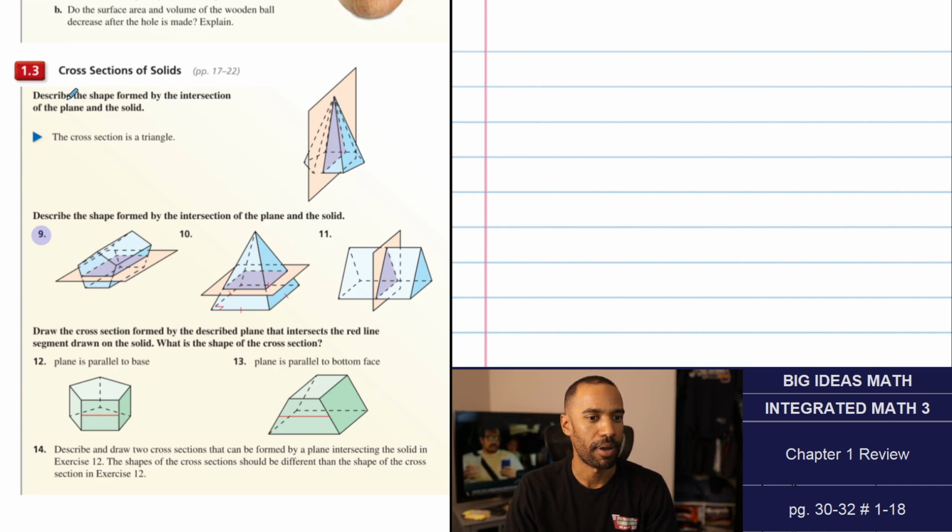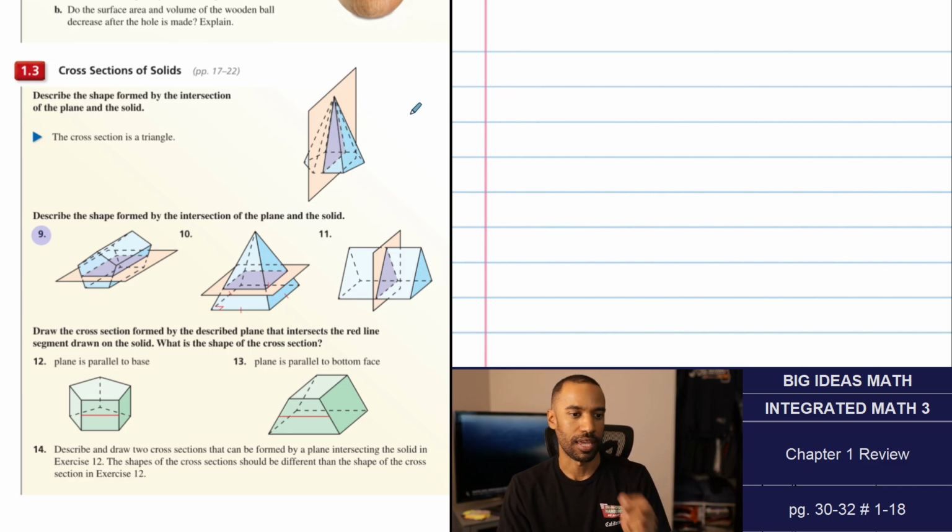So describe the shape formed by the intersection of the plane and solid. The cross-section is a triangle. It's this one here. And remember, it's 3D represented, so it's likely that these two angles are congruent to each other. Maybe they're both, I don't know, 70 degrees or something like that. But that's what we're seeing with that one.